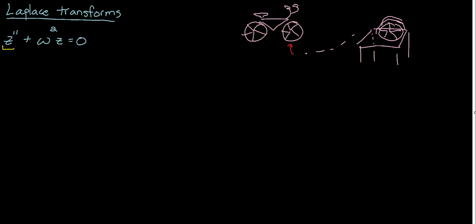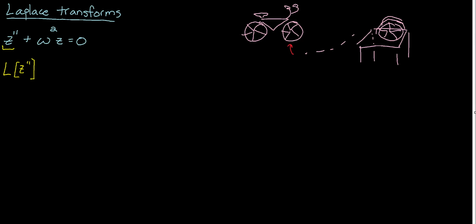What I'm going to do is take the Laplace transform of the second derivative of z, and I'm going to write it in square brackets. It's not a function of, it's just this transformation, so I'm going to write it with the square brackets. I'll do that for the first term.